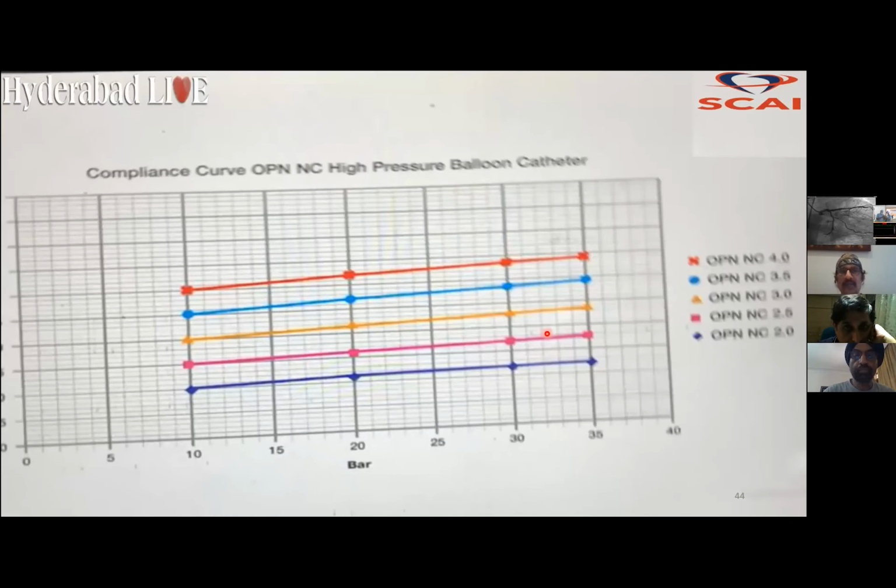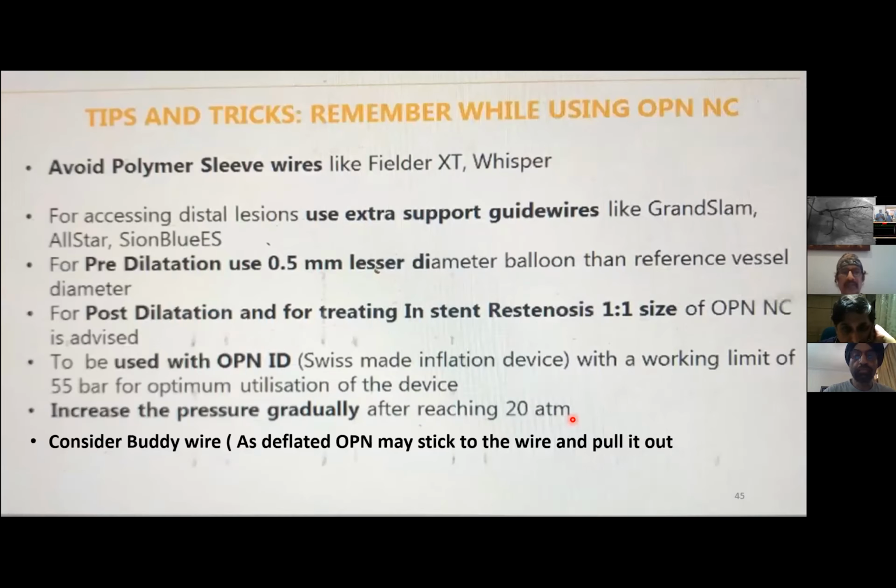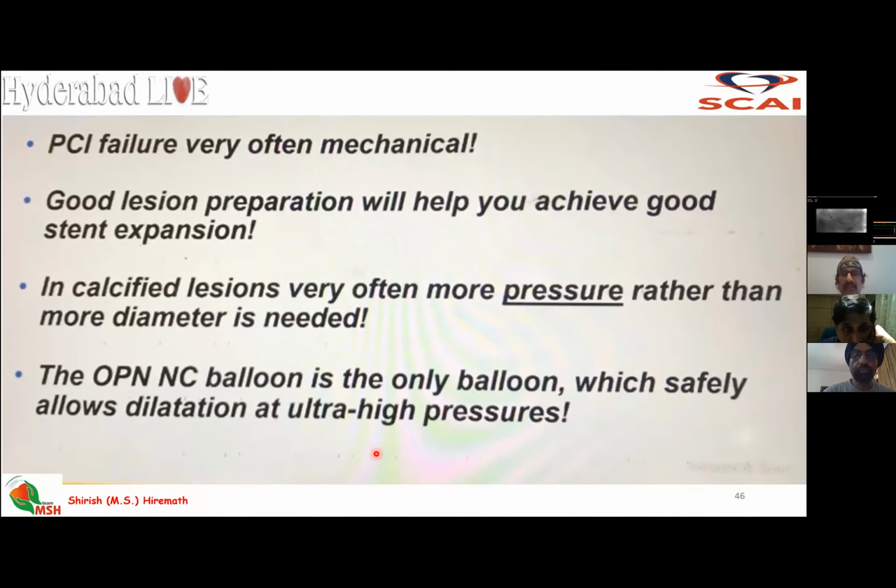And this is how the OPN balloon goes. Even if the pressures are increased to say 35, the balloon does not expand too much. At high pressures like 40, 45, sometimes the balloon sticks to the wire. And especially if your wiring has been difficult, while pulling out the OPN balloon, it pulls out the wire. So sometimes if I feel resistance while coming out, I put an additional wire, a buddy wire, on the side. So even if your original wire comes out because it is sticking to the OPN balloon, you have a wire on the side. So this is just a precaution.